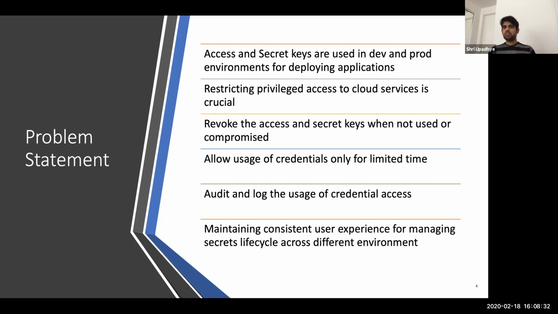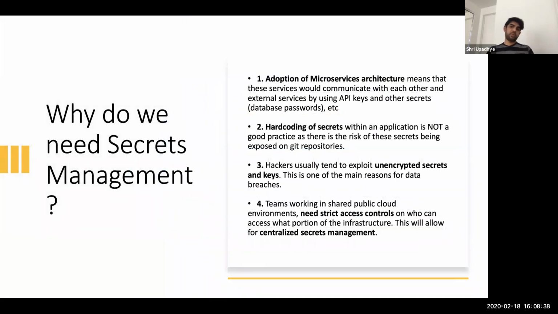That's all good, but why exactly do we need secrets management? Why can't I just use environment variables? First of all, we are adopting a lot of microservices architecture today, which means services are communicating with each other, maybe using API tokens or some kind of secrets. When you're trying to set so many environment variables at that scale, it gets very difficult to manage.